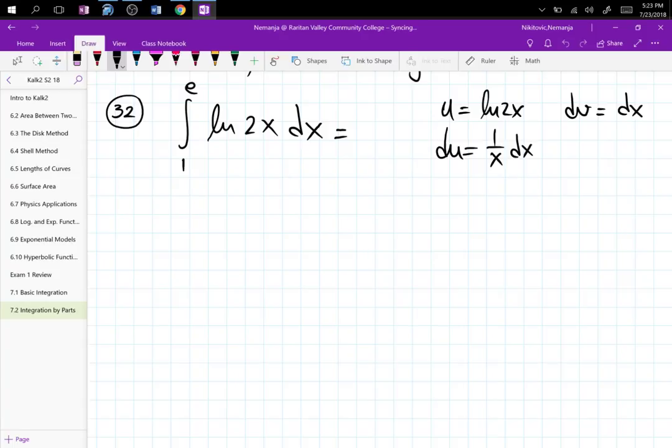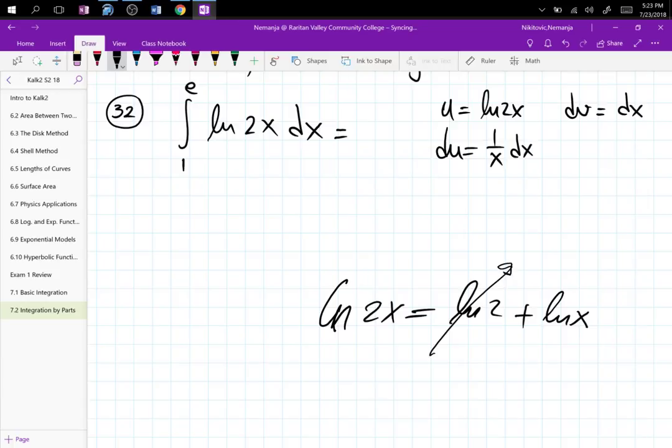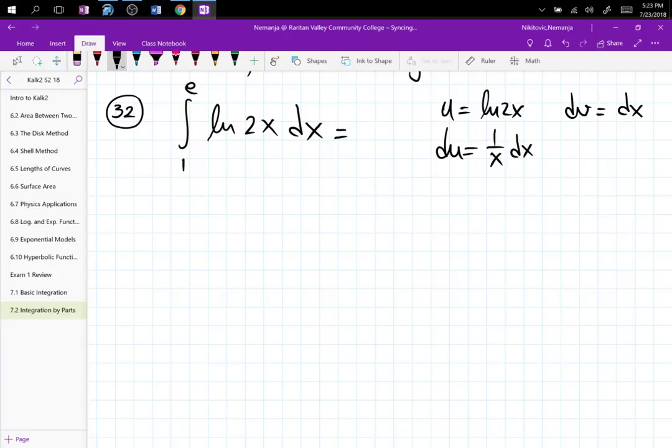Another way to do that derivative is to realize that ln of 2x can be written as ln 2 plus ln x, and the derivative of ln 2 is 0, so just 1 over x. Either way. And what's the v? x. Yes.